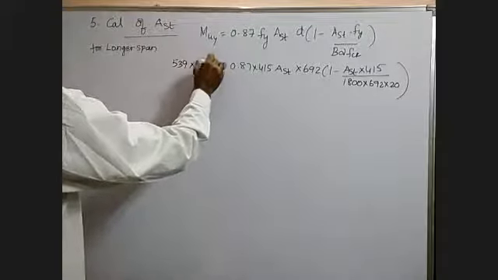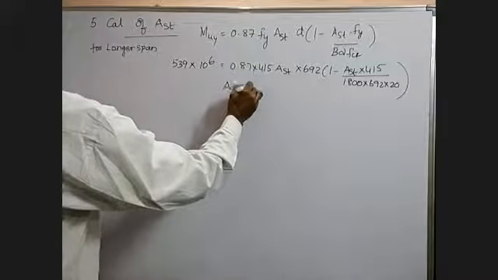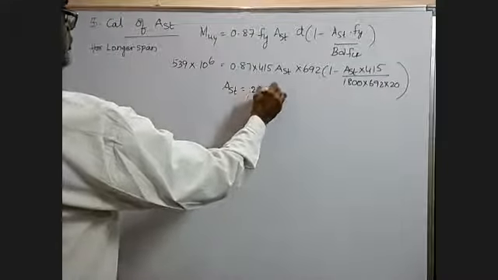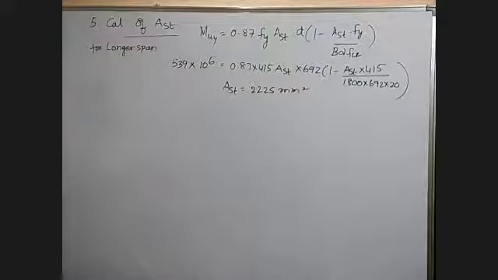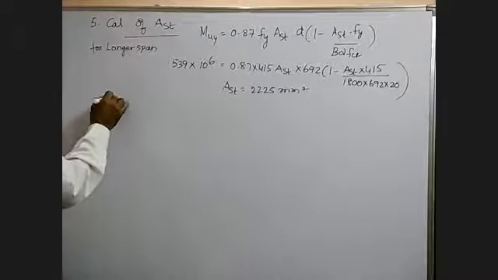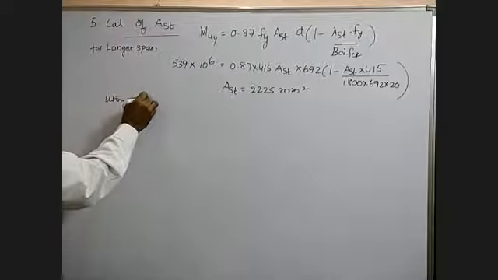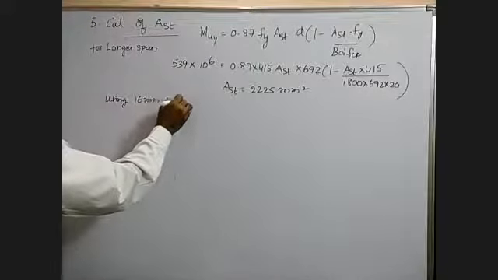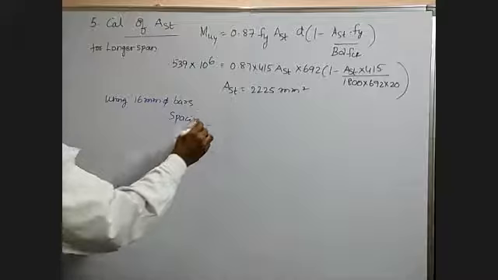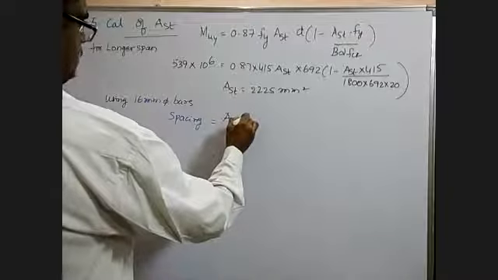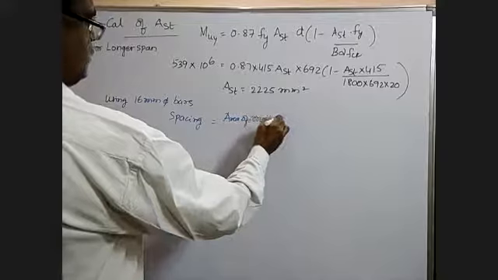Now the bending moment here is 10 to the power of 6. If you solve this, you will get the AST. So this is the AST value. Okay. Now find out the spacing here. Spacing here is equal to, use 16 mm bar. Spacing is equal to area of one bar by AST.